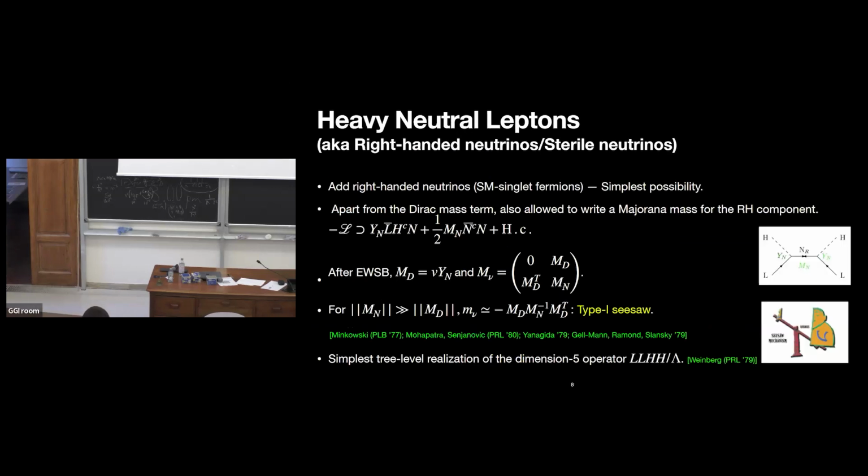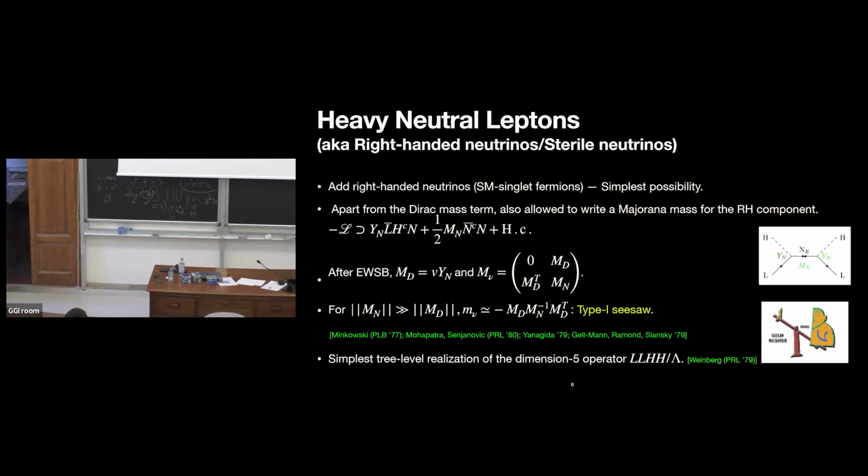Okay, so I'll start with a simple case, which is known as the heavy neutral leptons, HNLs. People also call them right-handed neutrino, sterile neutrino, heavy neutrino. There are many names for that. But essentially, they're standard model singlet fermions. Okay, and so this is the simplest possibility for generating neutrino mass.